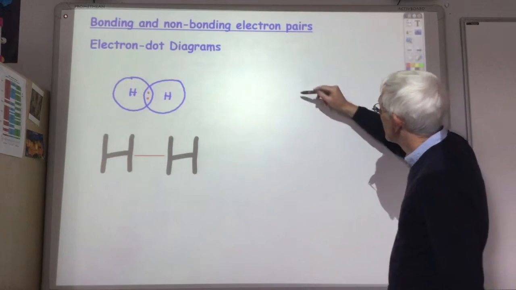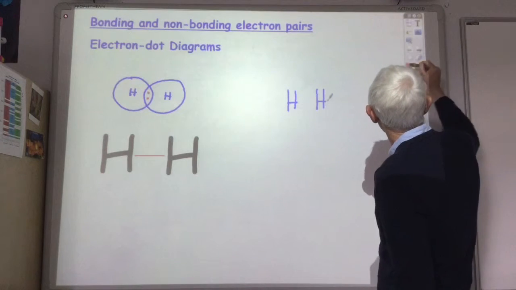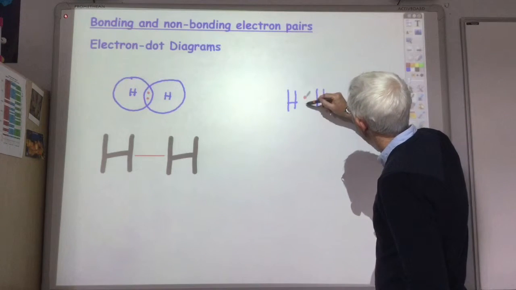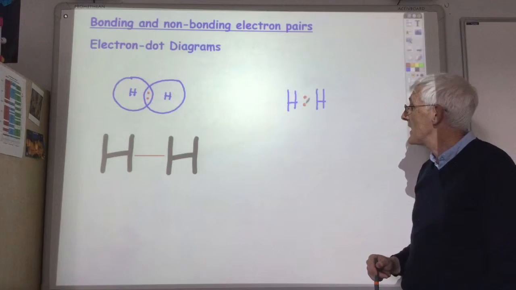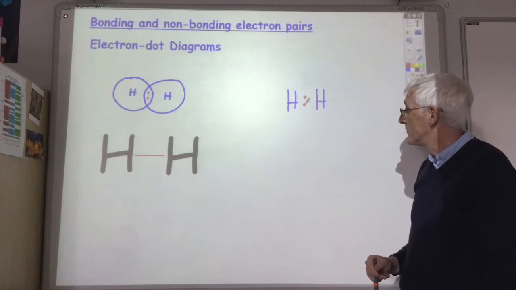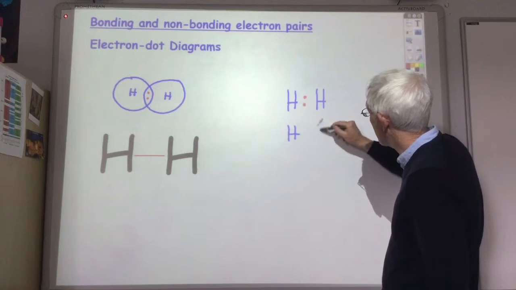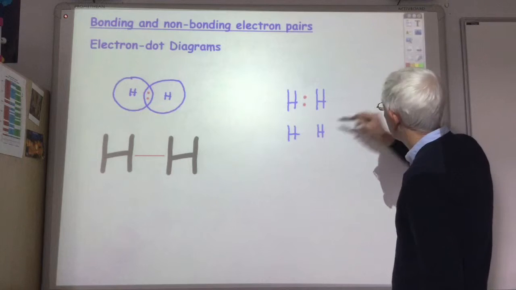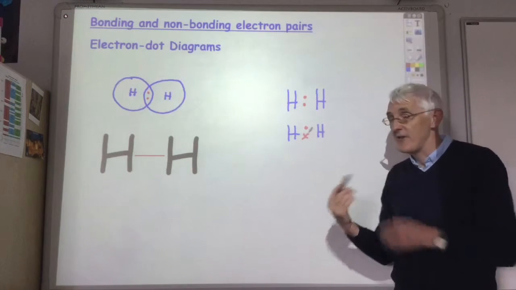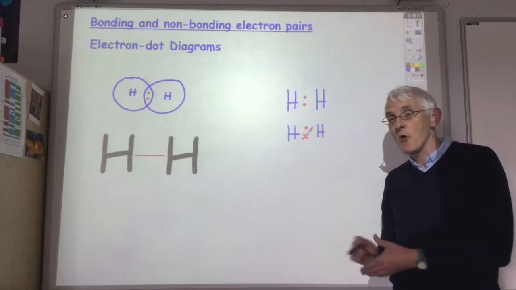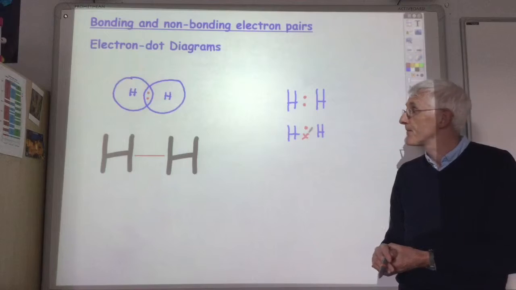So for example, that would be an electron dot diagram to show the hydrogen molecule. Various alternative versions are acceptable. You could do one a dot and one a cross to differentiate between what electron came from what atom, but it's not necessary. Either of those are acceptable.